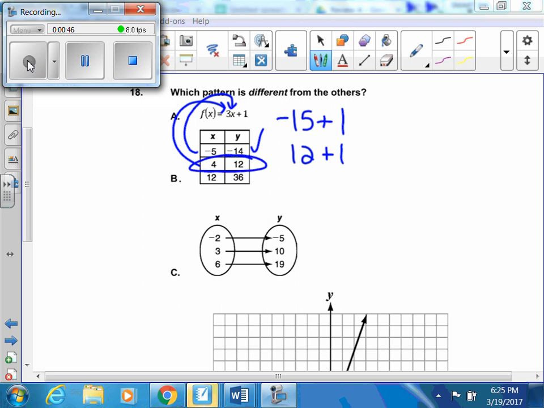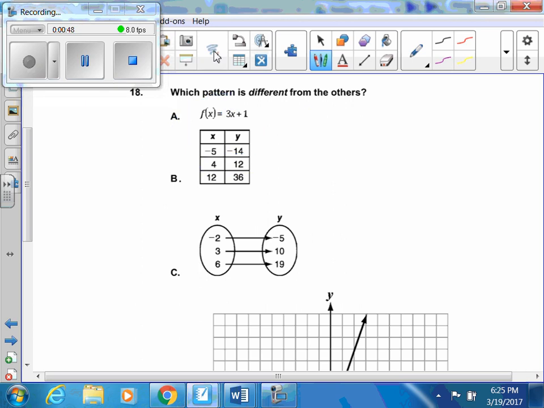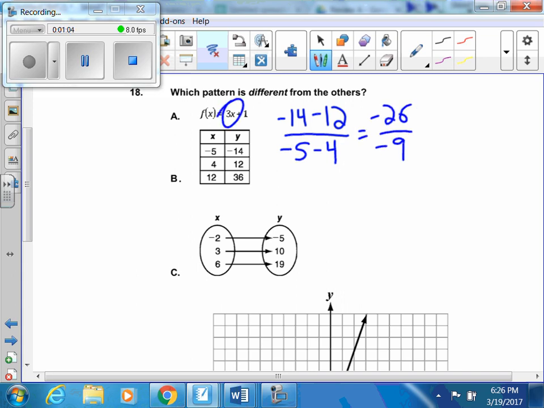And if we actually want to try to find the rate of change, the slope, let's take -14 and -12 over -5 minus 4. We're subtracting the y coordinates over the x coordinates. That's going to give you -26 over -9, which is not 3. The negatives do cancel out. You get 26 over 9, but that doesn't reduce down to just 3. So A or B, one of those two, they're not going to work here.